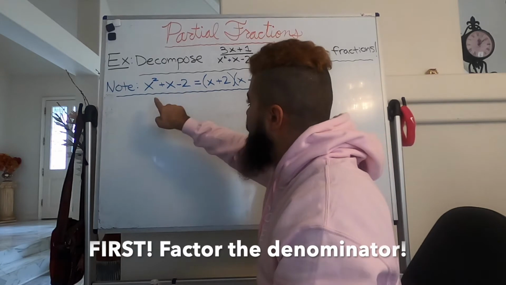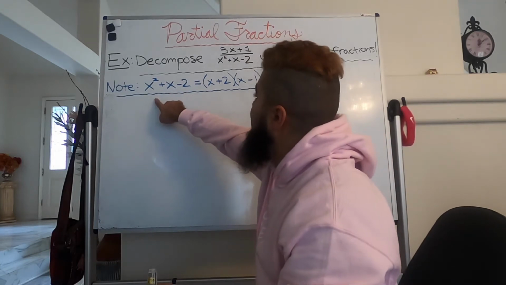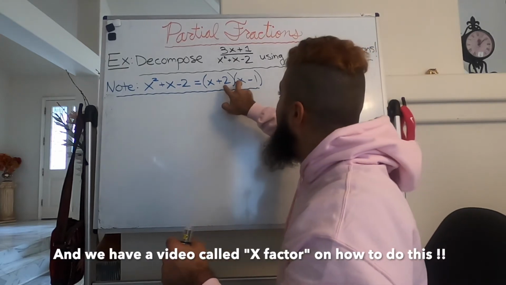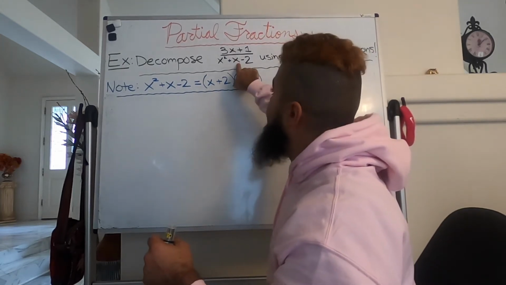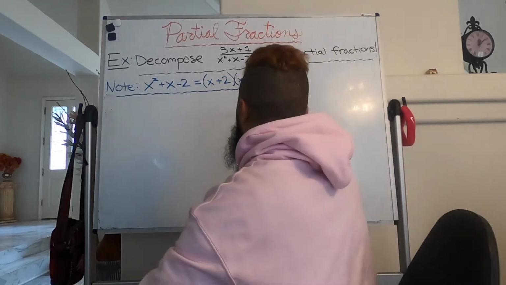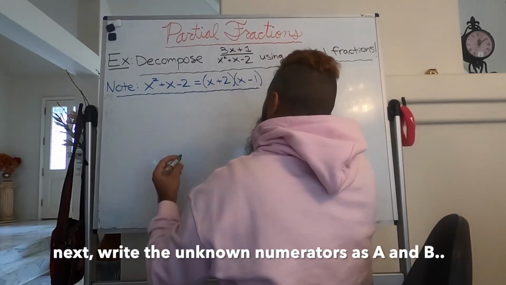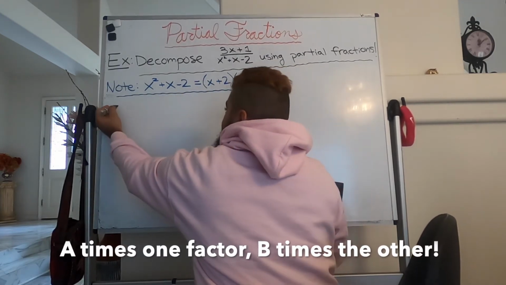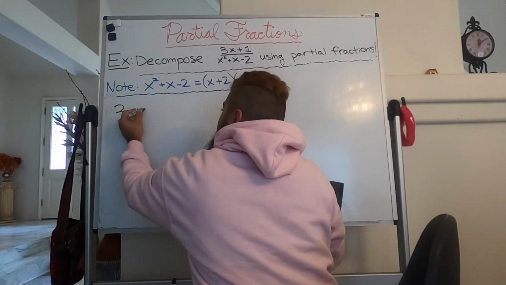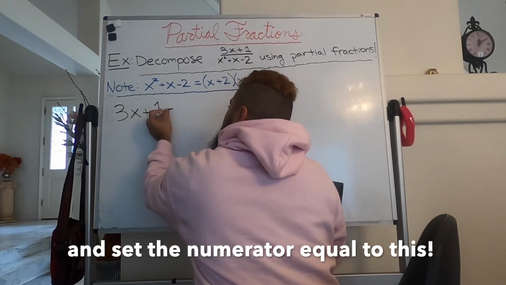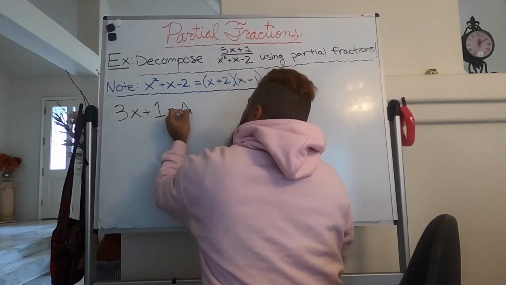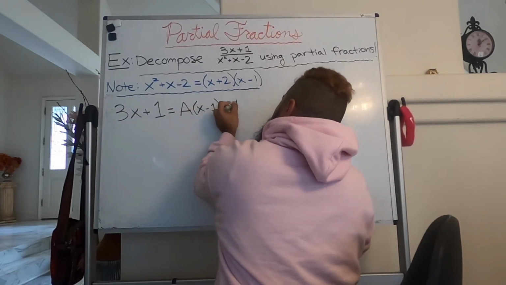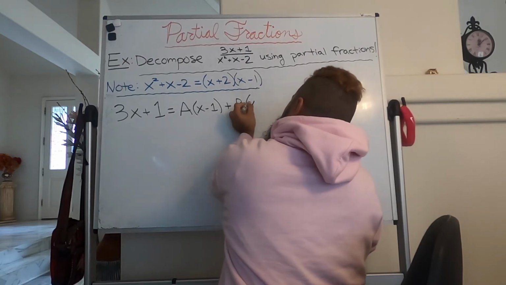It would be helpful to note that the denominator, x² + x − 2, is equal to (x + 2)(x − 1). You would always like to factor the bottom of the fraction if you can, all right? That's the first step. The second step is to set the numerator equal to A times one factor plus B times the other factor. 3x + 1 equals A(x − 1) + B(x + 2).